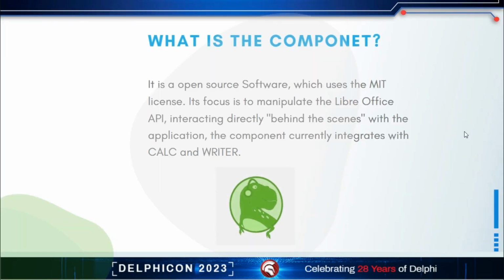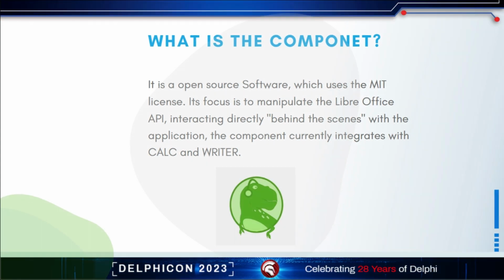Well, let's start. What is the component? It's an open source software which uses the MIT license. Its focus is to manipulate the LibreOffice API, interacting directly behind the scenes with the application. The component currently integrates with Calc and Writer. Calc is a kind of Excel and Writer is a kind of Microsoft Word.